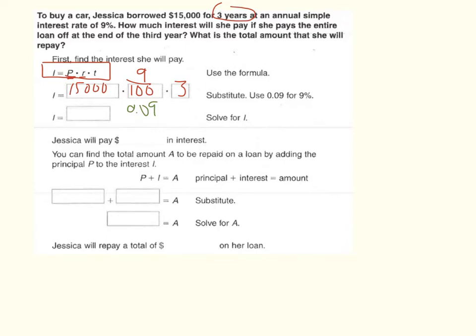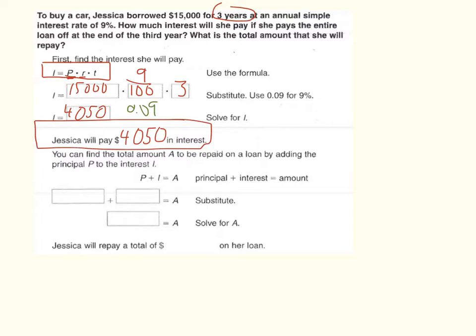So all we have to do is multiply 15,000 times 9% times 3, and if we plug that into our calculators, we get 4,050. So that is the amount of interest that she will pay, $4,050.